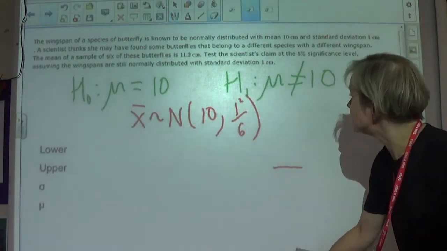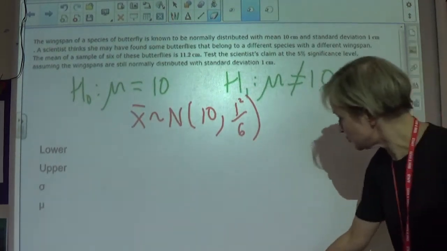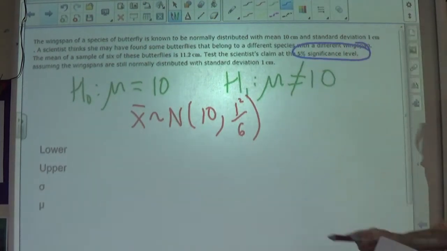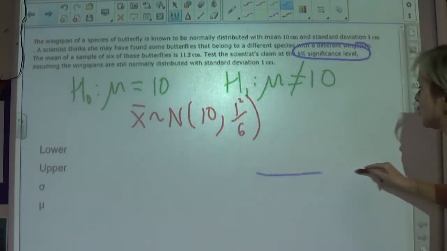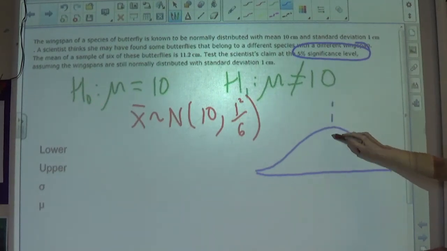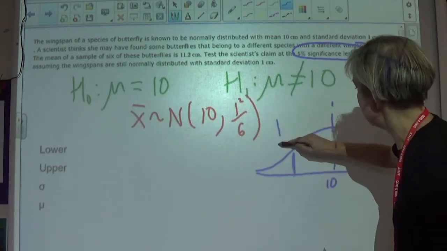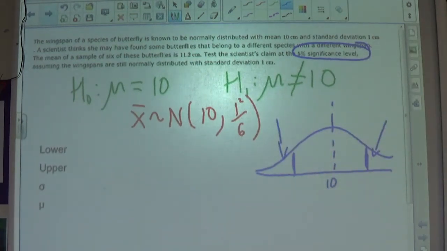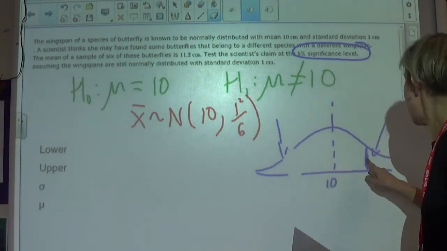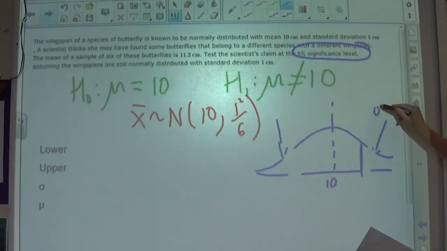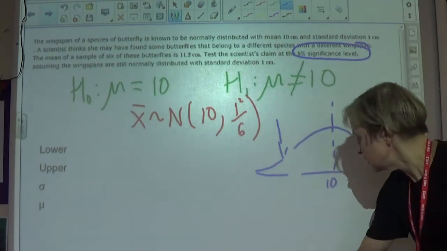We know that this is two-tailed, and because it's two-tailed, you are going to have to halve that level of significance. It's 2.5%. So visualize what we're looking at: your normal distribution, symmetrical about the mean. We are testing 11.2, so we know we are looking at this side. We've halved our level of significance, haven't we?